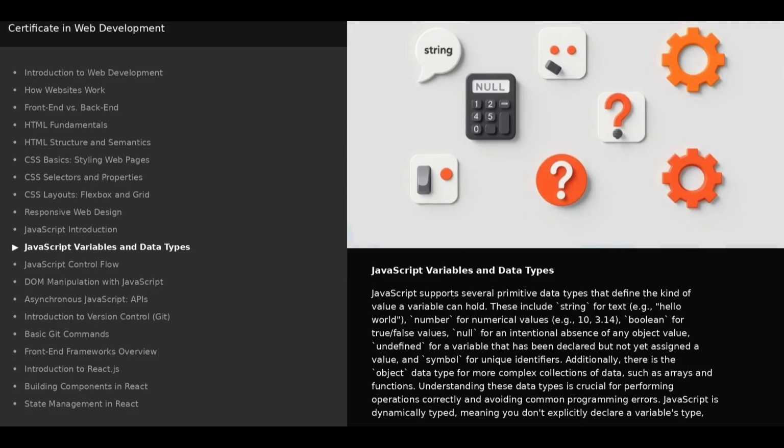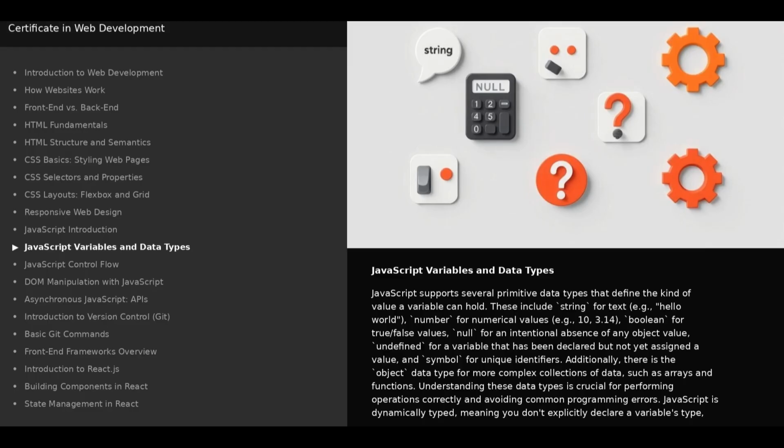JavaScript supports several primitive data types that define the kind of value a variable can hold. These include string for text, e.g., "hello world"; number for numerical values, e.g., 10, 3.14; Boolean for true-false values; null for an intentional absence of any object value; undefined for a variable that has been declared but not yet assigned a value; and symbol for unique identifiers.